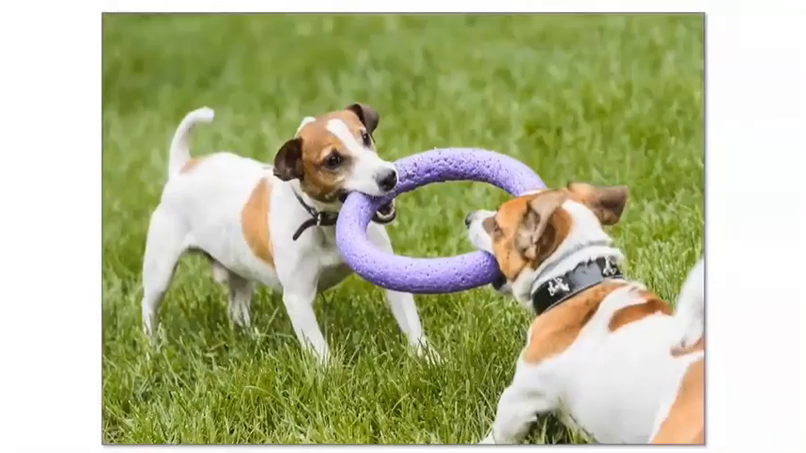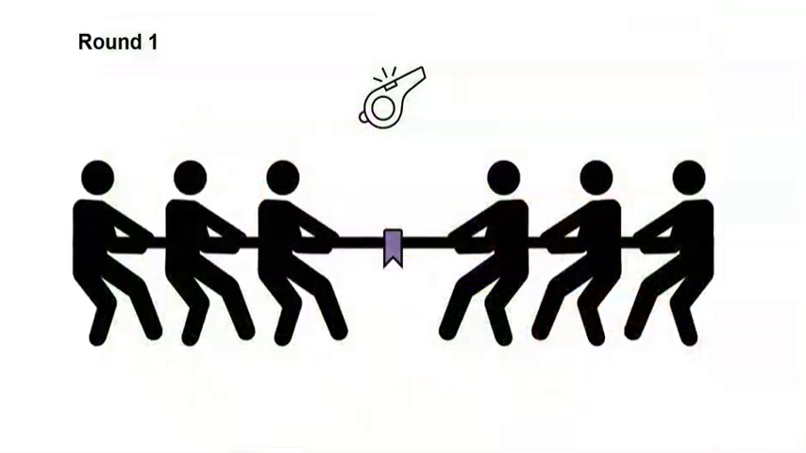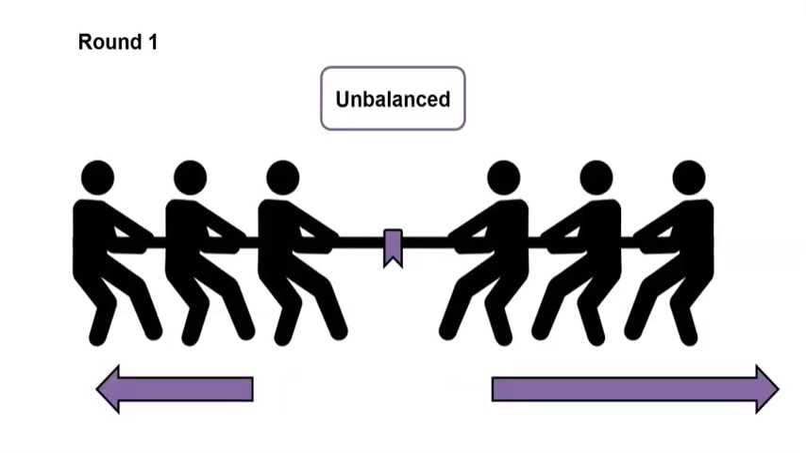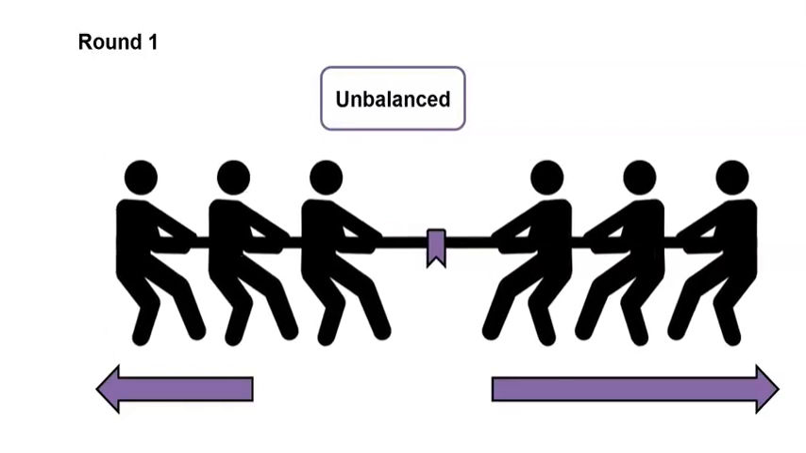Remember this photograph of dolls playing tug-of-war with a toy? Have you ever played tug-of-war? When the whistle blows, both teams exert a force on the rope by pulling in opposite directions. If the forces are unbalanced, then the flag will move in the direction of the stronger team, and that team will win.